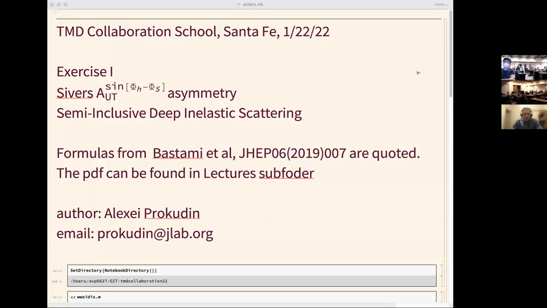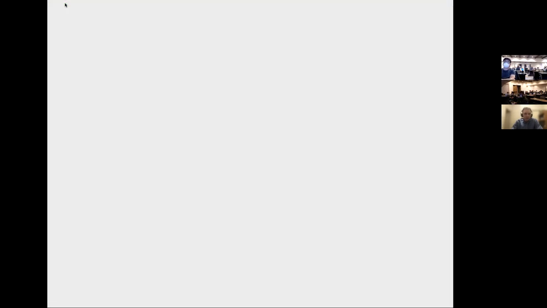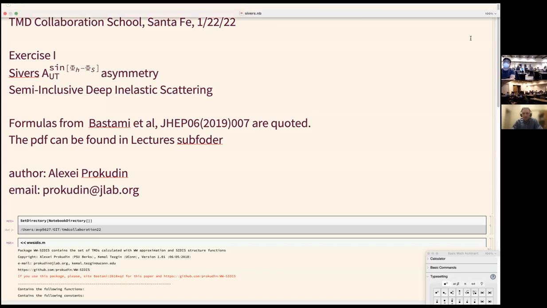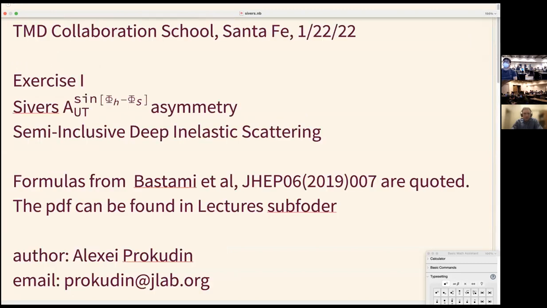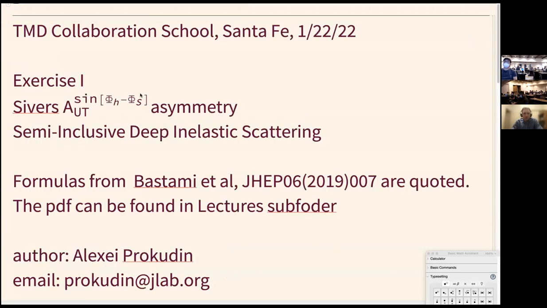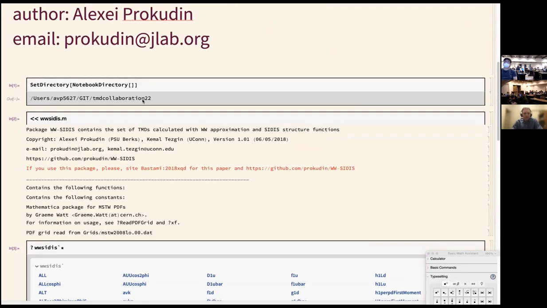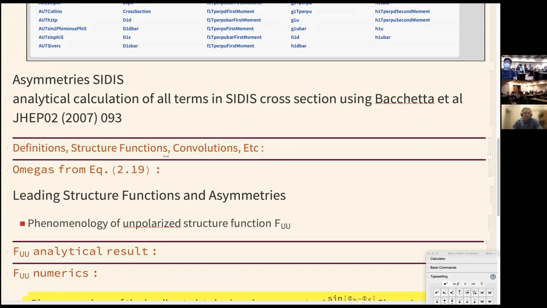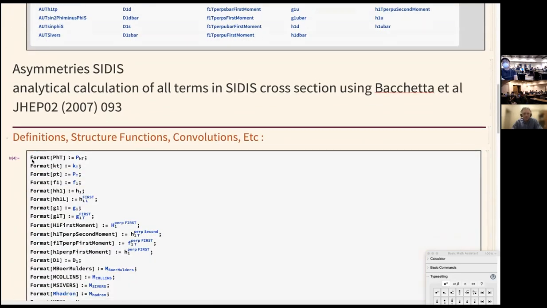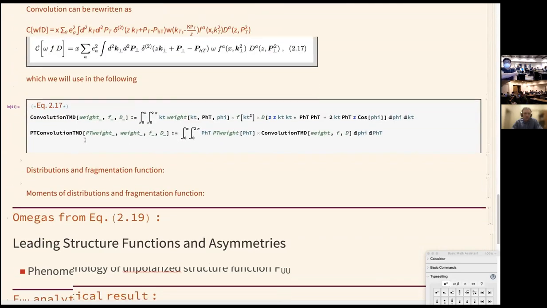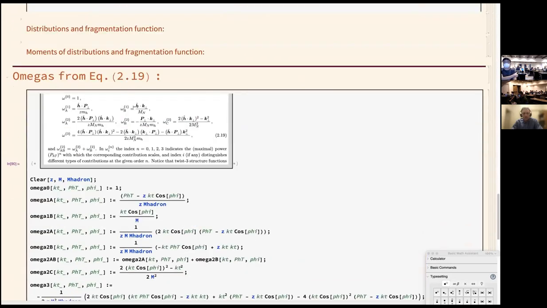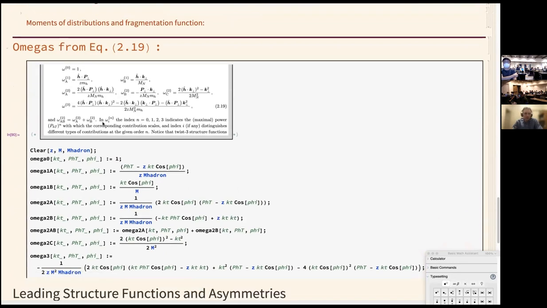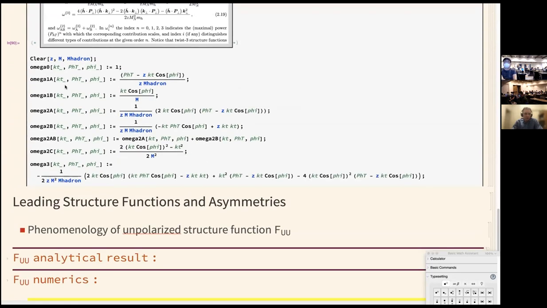Okay, there you go. So Sivers is an example of the homework that I'd like you to do. It says exercise one, Sivers AUT phi H minus phi S. Then it starts from the same things. It introduces this package. Here are all the functions. It gives the same definitions that has the convolution already in the same omegas. Again, these are from the paper, not from the TMD handbook. My apologies, but you have them all the same in the TMD handbook as well.